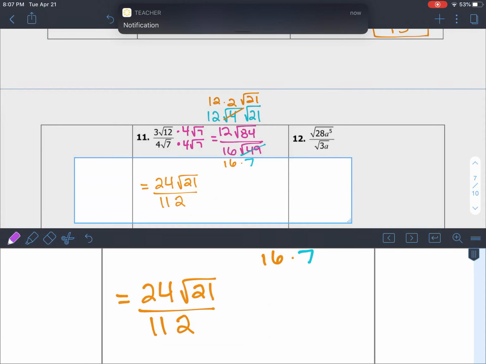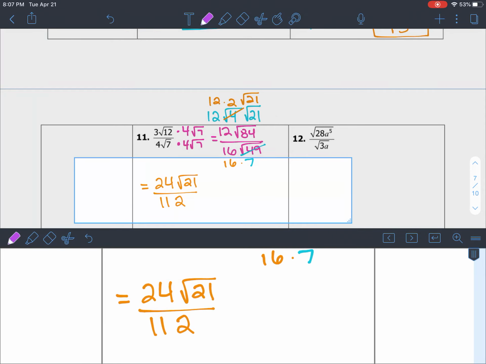From here, I need to break it down one more time and think about what's the biggest number that goes into both of those. So 112 divided by 2, 24 divided by 2, those are still pretty big numbers. It's 56 and 12. So I could probably do it one more time. I get 6 and 28, so that's still not big enough. Let's see what happens if I multiply it by 8.